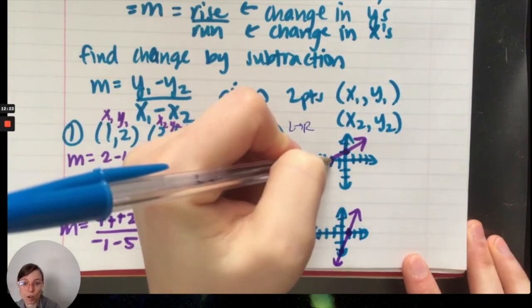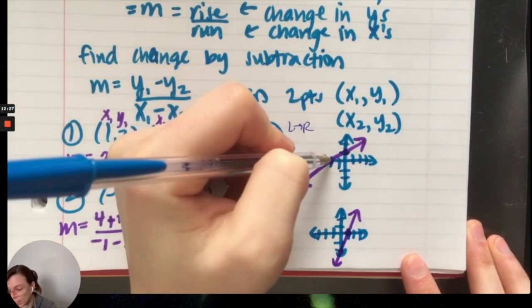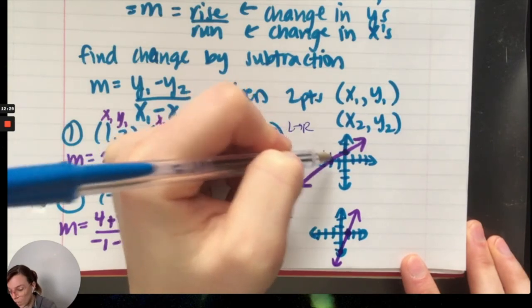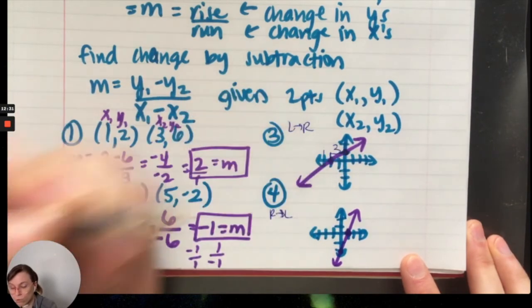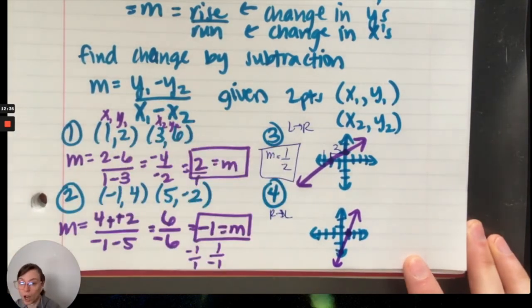So going from one point on the left to the other point on the right, what are my directions? My directions tell me to go up 1 and I'm going right 2. So my slope is going to be 1/2 because that's going up 1, rising 1, and running 2.